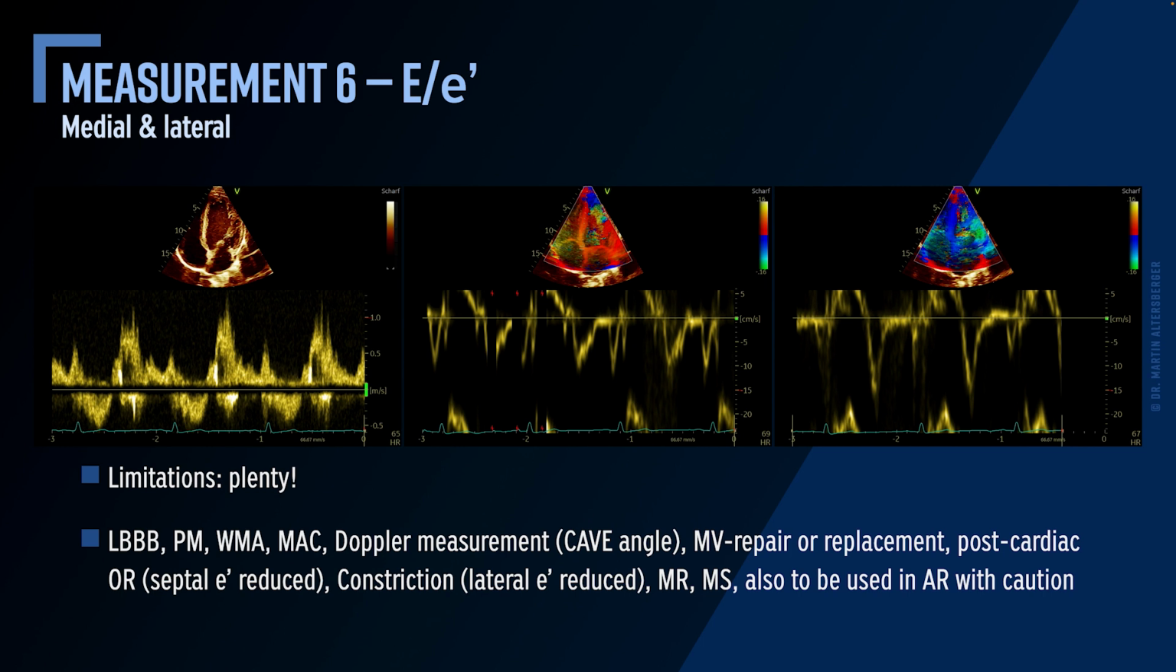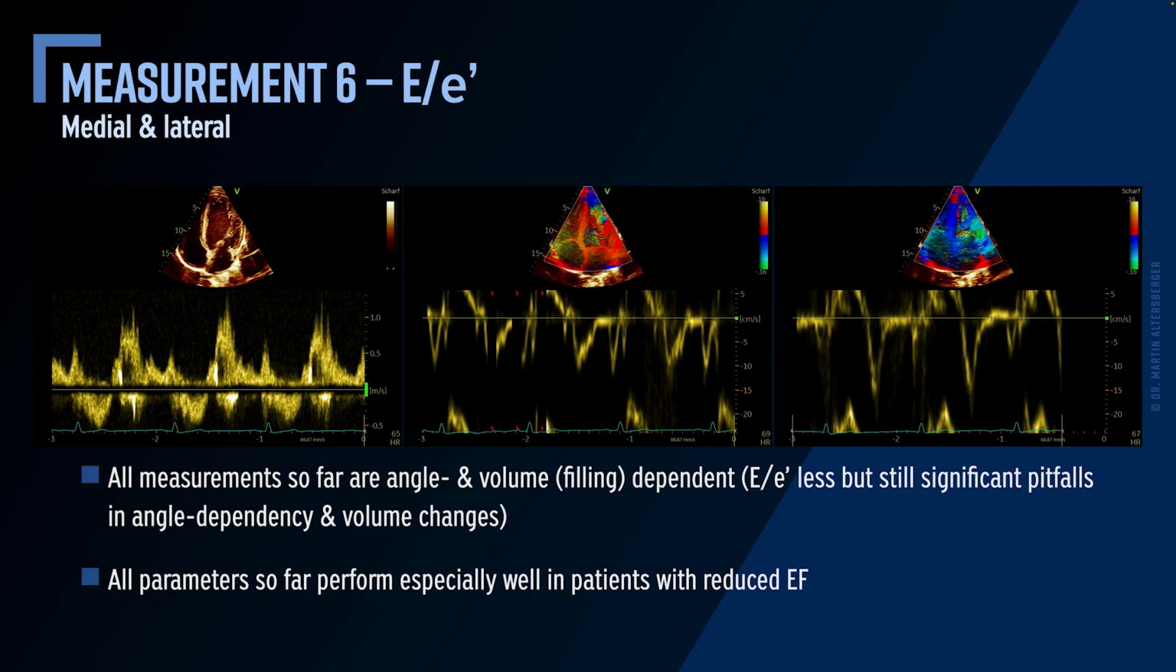In constriction, we said we have this annulus paradoxus. In severe MR, mitral stenosis, also in significant aortic regurgitation, it has to be used with caution. So it's another puzzle piece, but all the parameters have limitations. So all measurements are angle and volume, so filling dependent, E to E prime less, but still there are significant pitfalls in the angle dependency and volume changes. All parameters so far we discussed perform especially well in patients with reduced ejection fraction. So still we have limitations in patients with heart failure with preserved ejection fraction.